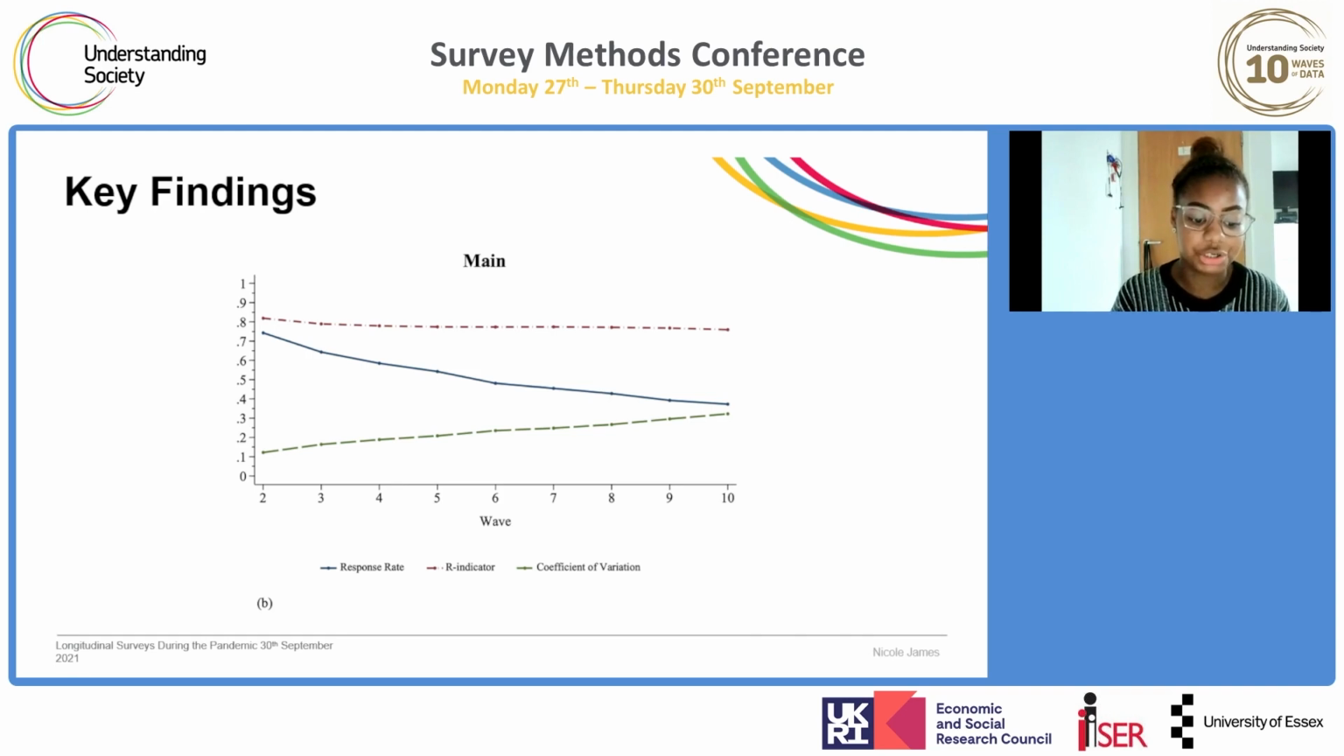The CV increases over time, which shows that the representativeness decreases over time. And here we can see that the CV and the R indicator are different. And as I mentioned before, the CV is preferred when the response rates are different between the COVID survey and the main survey. So going forward, representativeness.